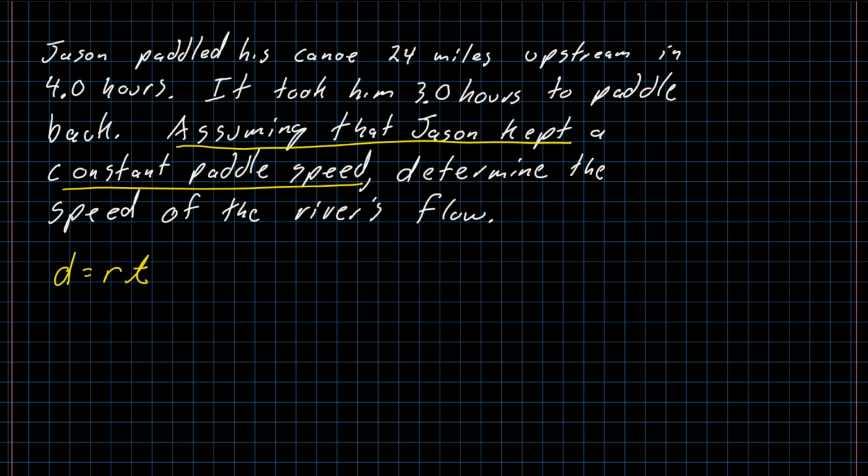But now we need a couple of variables. I'm going to use the variable v to represent Jason's speed and the variable u to represent the river flow. Why do we use v? Well, v for velocity. Oftentimes instead of d equals rt, you'll see it written as d equals vt, which is perfectly fine. Why u for the river flow? Well, it's a variable next to v.